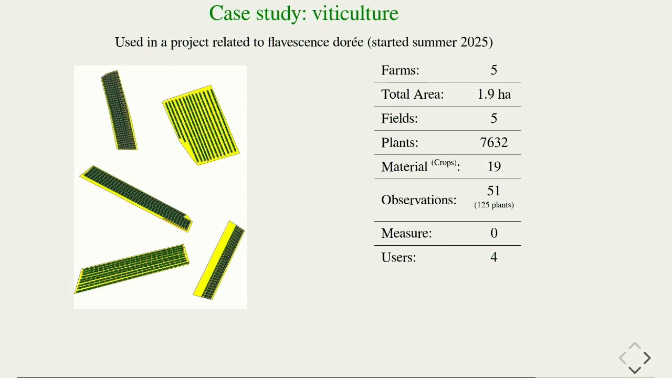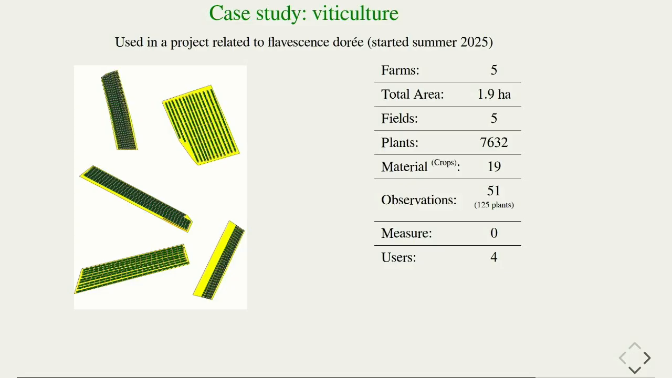This is the second case study, in viticulture, so it's a completely different species, but the idea behind is the same, the software is the same without any problem. In this case, we have again 5 different farms. It's a smaller area, it's just 2 hectares. But it's 5 farms and 5 fields because it's a project where they are studying diseases on different varieties, and they need only 1 field for each farm.